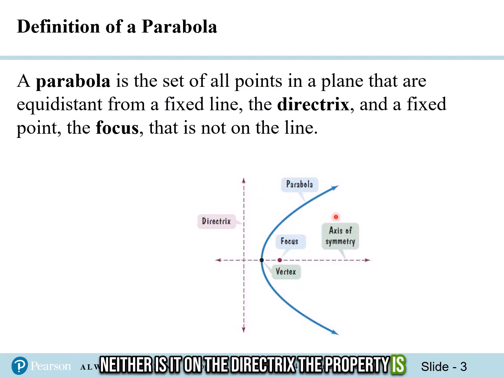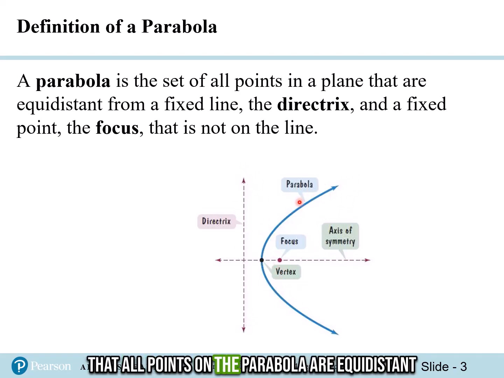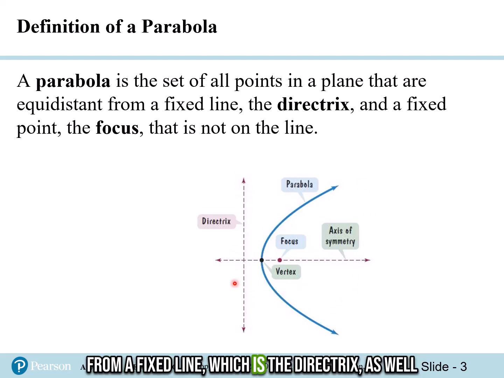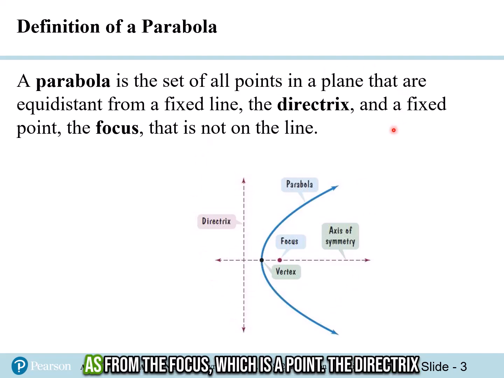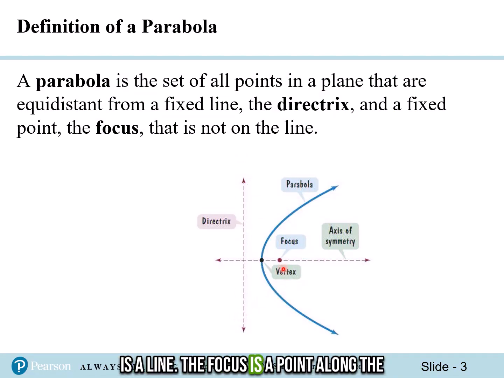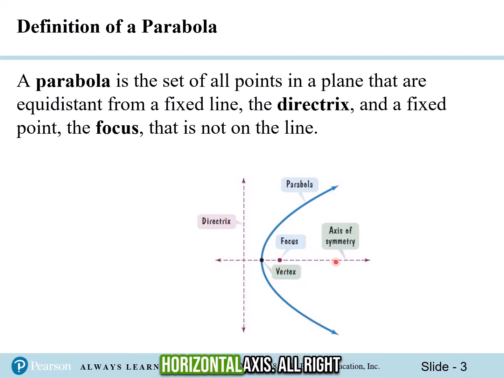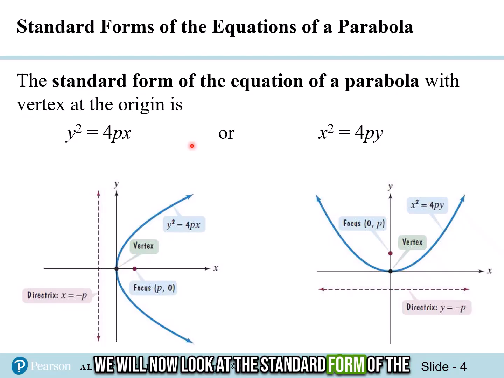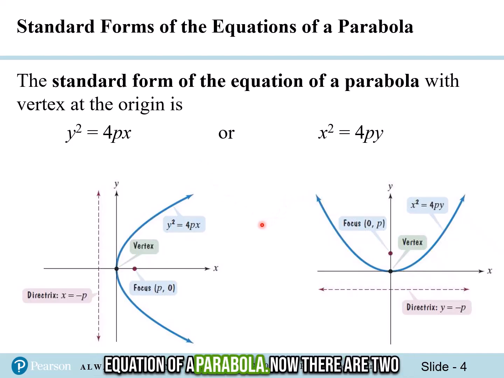The property is that all points on the parabola are equidistant from a fixed line, which is the directrix, as well as from the focus, which is a point. The directrix is a line, the focus is a point along the horizontal axis. All right. We will now look at the standard form of the equation of a parabola.